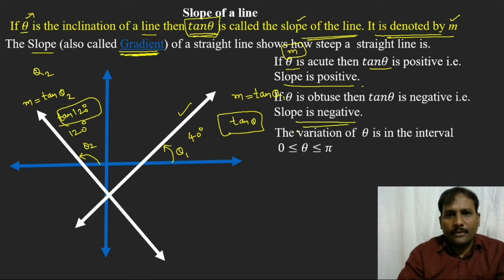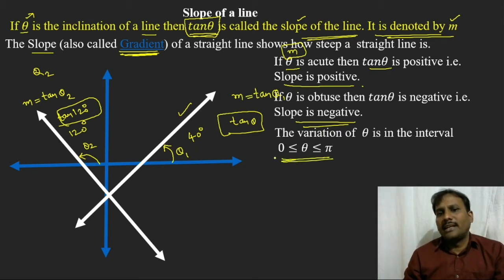And the value of theta always lies between 0 and pi. So that is 180 degrees. Pi is nothing but 180 degrees.